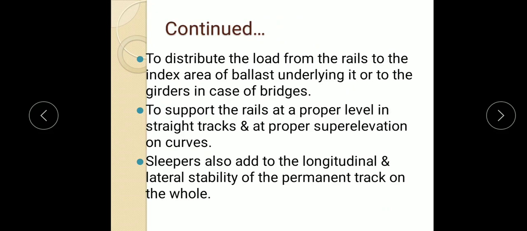It supports the rails at a proper level in straight track and at proper super elevation on curves. In subsequent lectures, we are going to focus on the various terms in which super elevation is also included. The sleepers also add to the longitudinal and lateral stability of the permanent track on the whole.